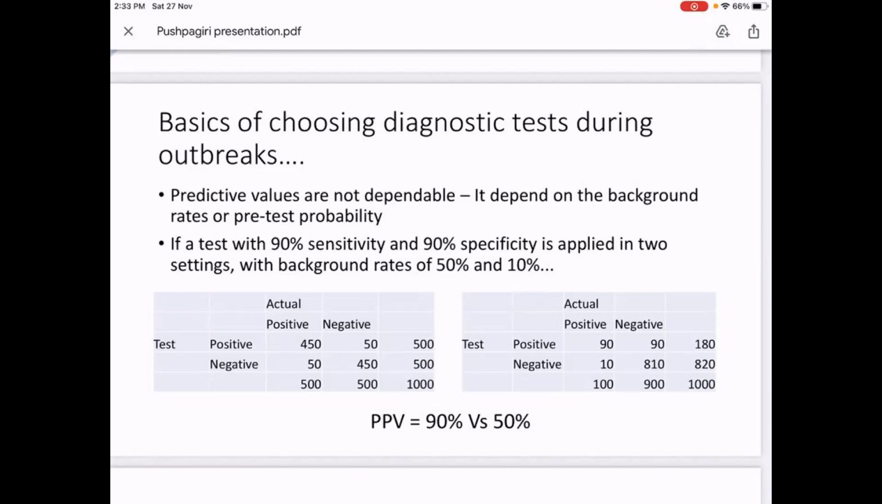That is one thing. And it is again important in the context of a pandemic or an outbreak, because at the peak of an outbreak, the chance of everybody actually being positive will be high. At this point of time, even a bad test will perform well in terms of predictive values. But if the pandemic is waning off, or is between two curves, the predictive values are not going to perform well.